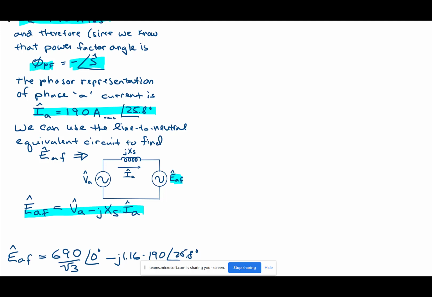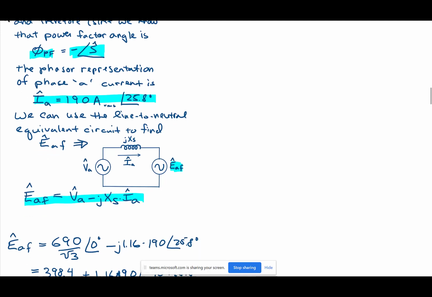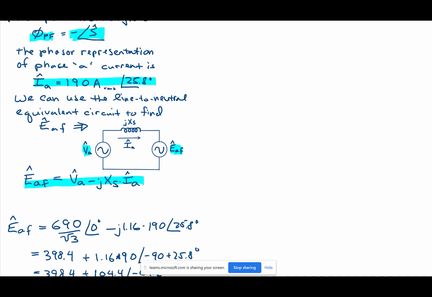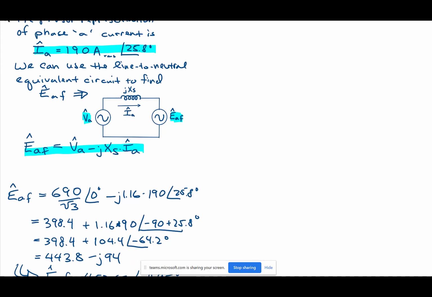So this is the phasor equation. We're going to do it completely mathematically here. So we need to find VA. VA is the line to neutral voltage. It's not the line to line voltage. This is the number one big mistake everybody makes on exams, okay?